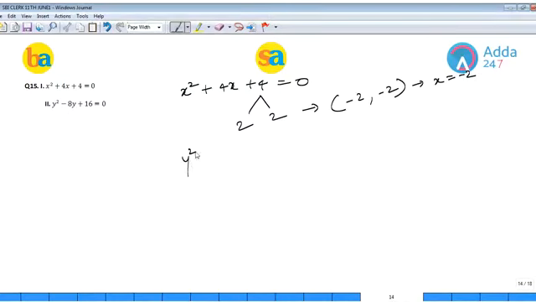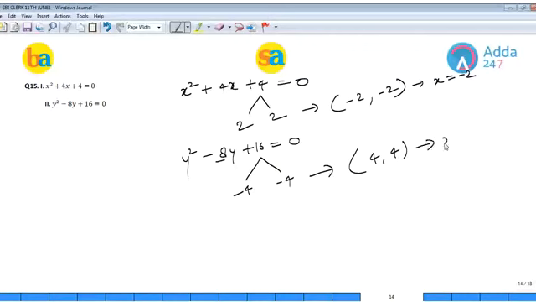Second equation is y square minus 8y plus 16 is equal to 0. On dividing 16, we get minus 4 and minus 4, because adding these two numbers gives us minus 8 and multiplying them both we get 16. Now we'll change the signs, so we'll get 4 and 4. This implies y is equal to 4.